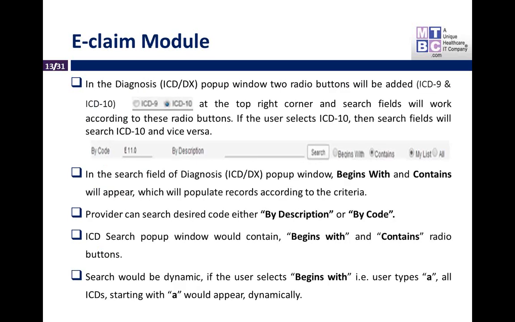More about the E-claims module. The E-claims module has a very user-friendly interface. Two radio buttons, ICD-9 and ICD-10, will be available, and if the user needs to search the ICD-10 codes, the user has to click on the ICD-10 radio button and can search the desired ICD-10 code either by description or by code. It will also not require typing the complete description or code, but just providing the initials of the description or code. The user will be able to see the relevant codes or description.